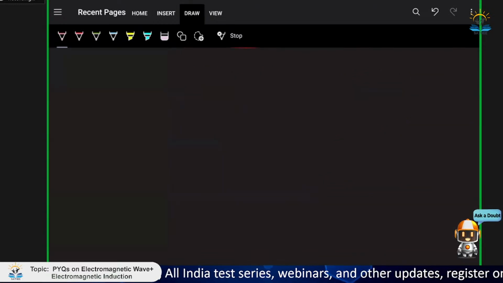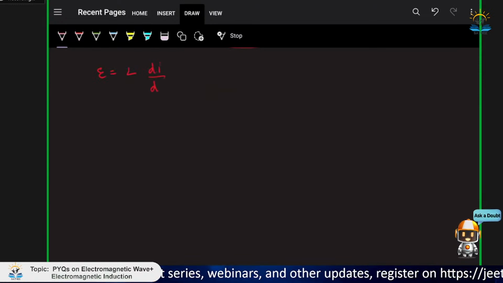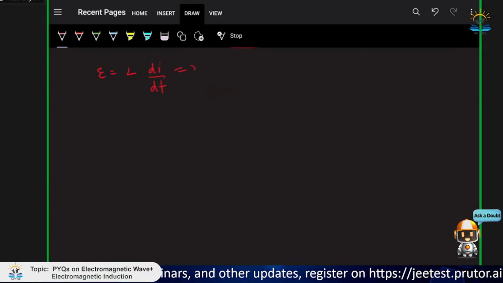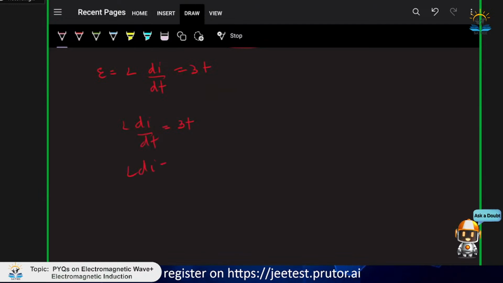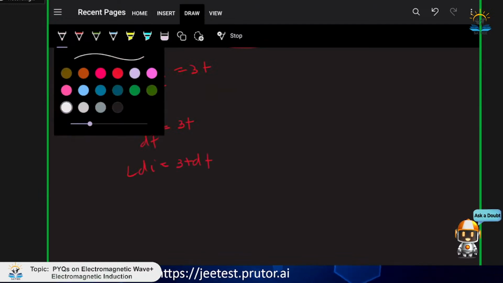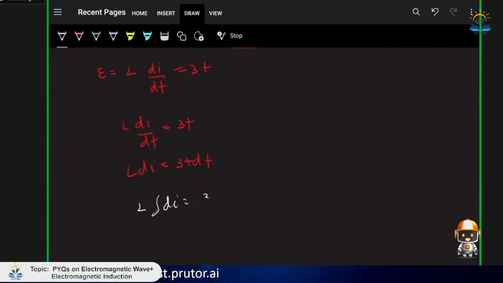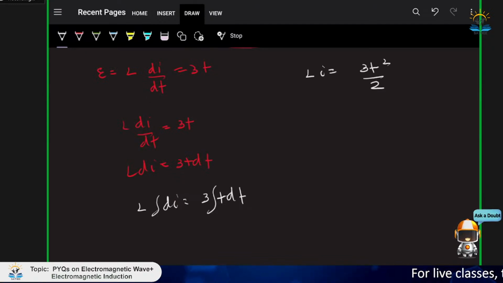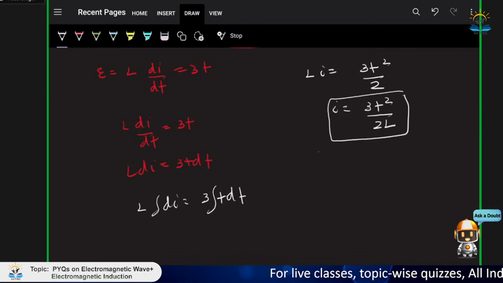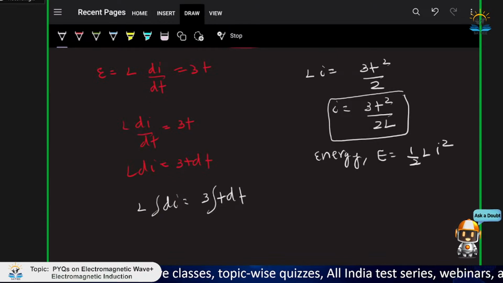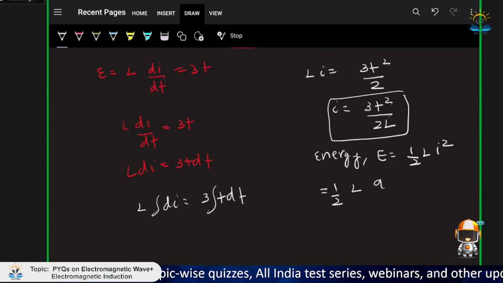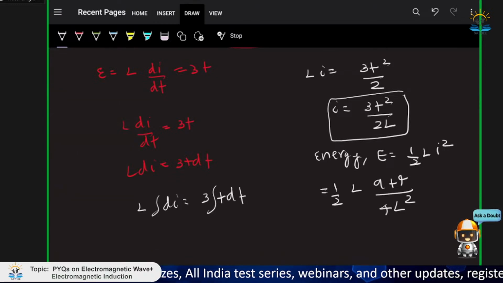See, the induced EMF equal to L into di by dt. Correct. It is given which is equal to 3t. So I can write L di by dt equal to 3t. So L di equal to 3t dt. By integrating this, L into integral di equals 3 integral t dt. I can write Li equal to 3t square by 2. Correct. And we will get equation for current as 3t square by 2L. Okay. Next is what? Energy. Energy E is half L I square, which means 9t raised to 4 divided by 4L square. Substitute each value.